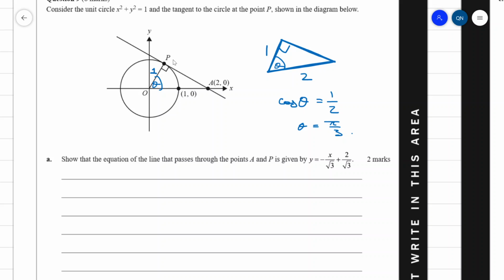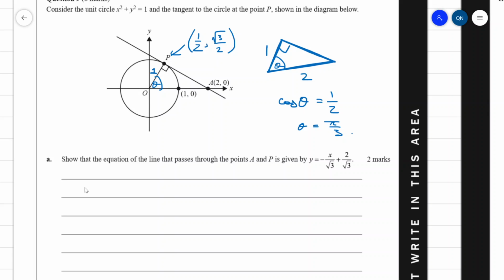Alright. So what are the coordinates of P then? The coordinates of P are just the x value and the y value of the angle pi on 3. You can get that by applying sine and cosine. Cosine for the x value gives you a half, and sine for the y value gives you root 3 on 2. That's the coordinates of the point P. So once we've got that, it's not too tricky to show that this equation here holds.